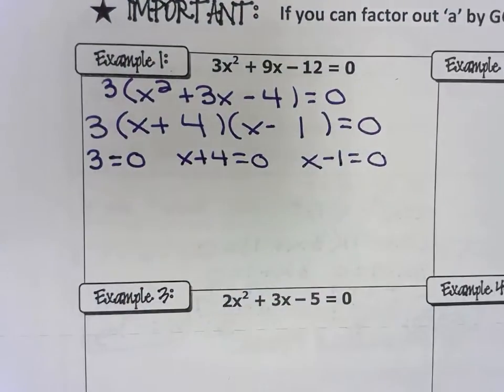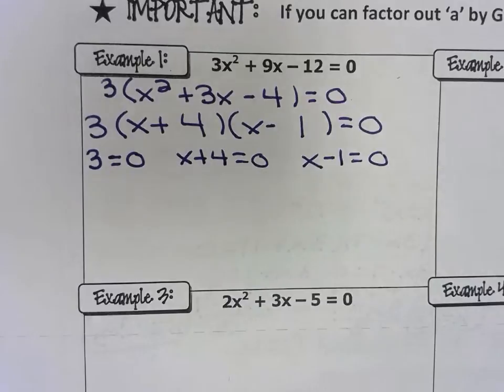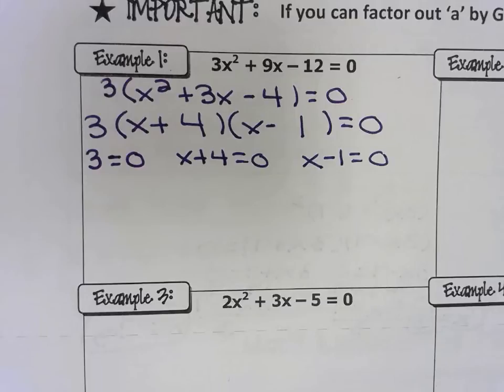So once I have it factored, just like yesterday, it's the same big idea as yesterday: you take each part and set it equal to 0. 3 is a factor, so I set it equal to 0. X plus 4 equals 0, x minus 1 equals 0. Now I have 3 equations, and let's look at solving each one.